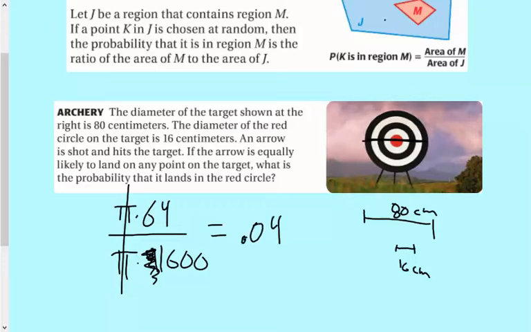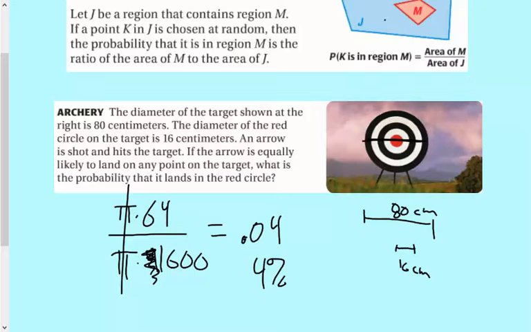So that's like 4%. So this picture does, I guess that could be 4%. Maybe not, it doesn't look like it's drawn to scale, it could be, but you have a very small chance of hitting the red circle if there's an equally likely chance.